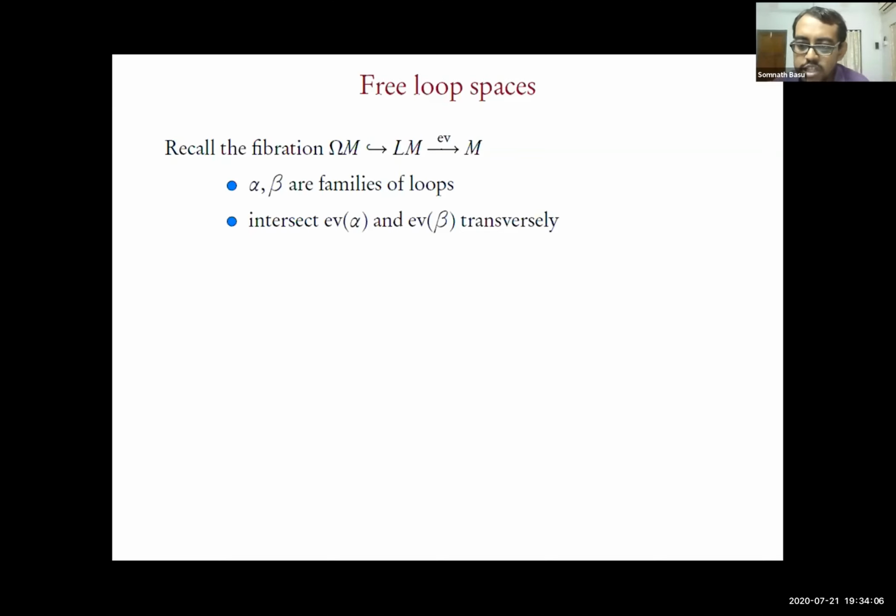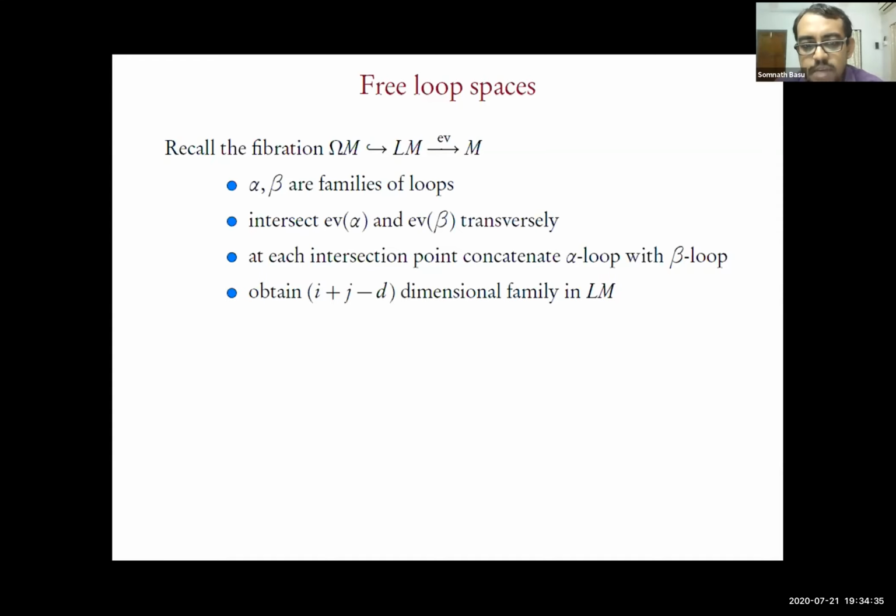Inside M, I can put them in general position, intersect them transversely, and get an I plus J minus D dimensional family, because D is my dimension of M, right? So if I take a generic I-dimensional family and J-dimensional family inside M, intersected transversely, its dimension is I plus J minus D. And for each of those intersection points, I could combine the alpha loop with the beta loop, because now I can use the fact that they both start and end at the same point. What I get is an I plus J minus D dimensional family in LM, right?